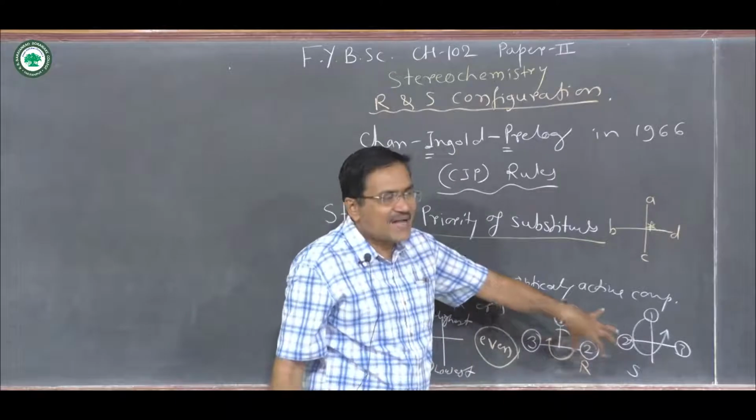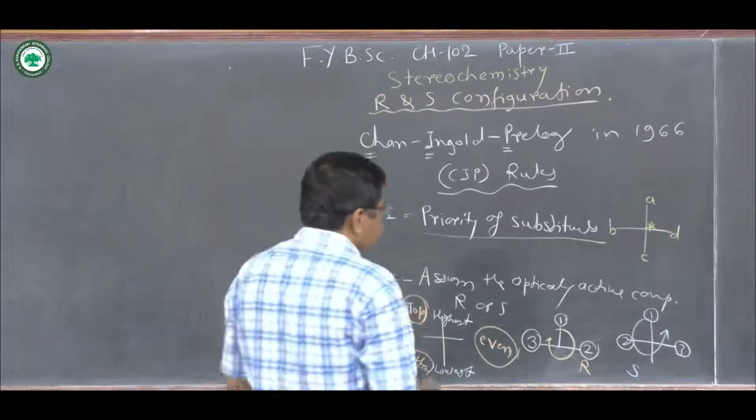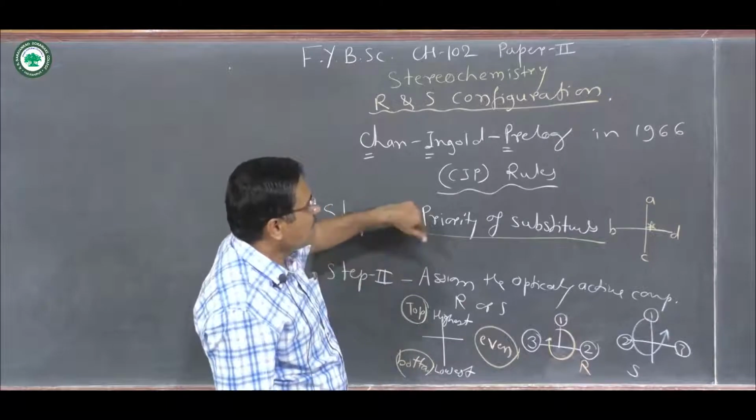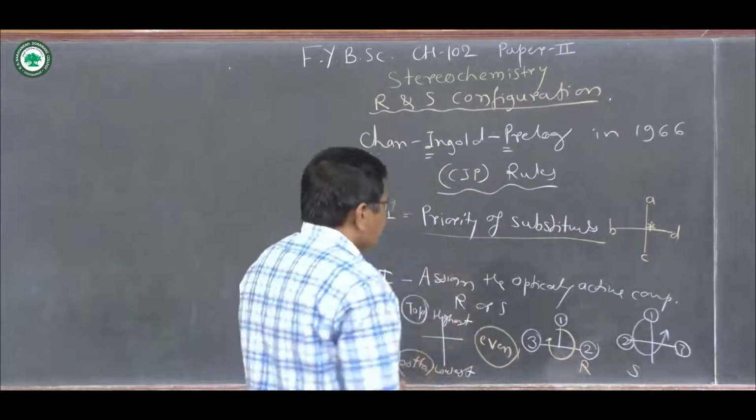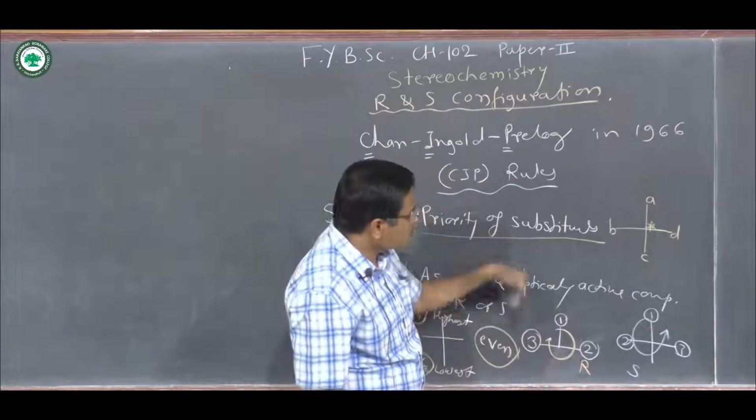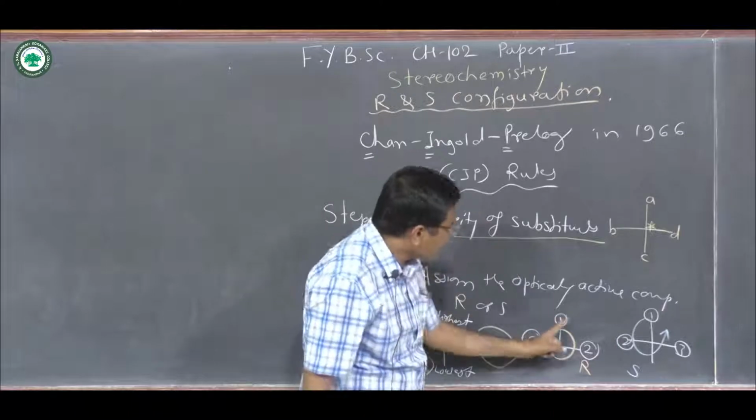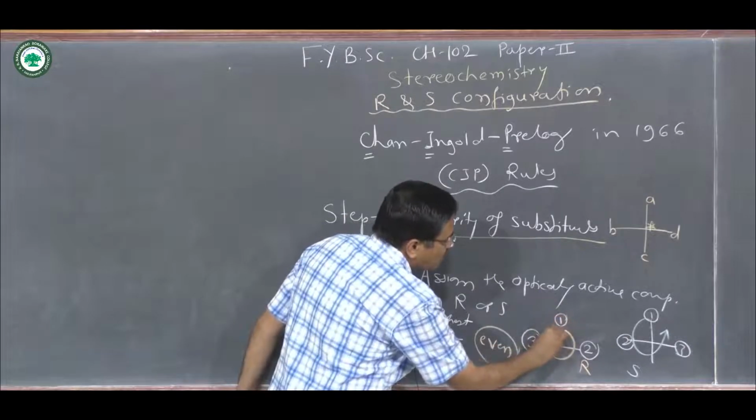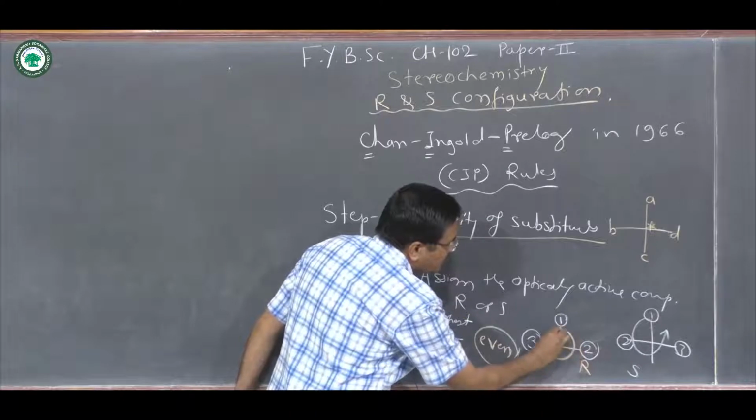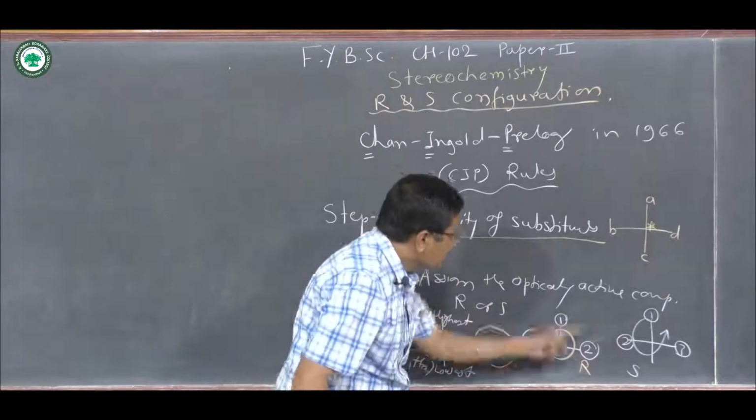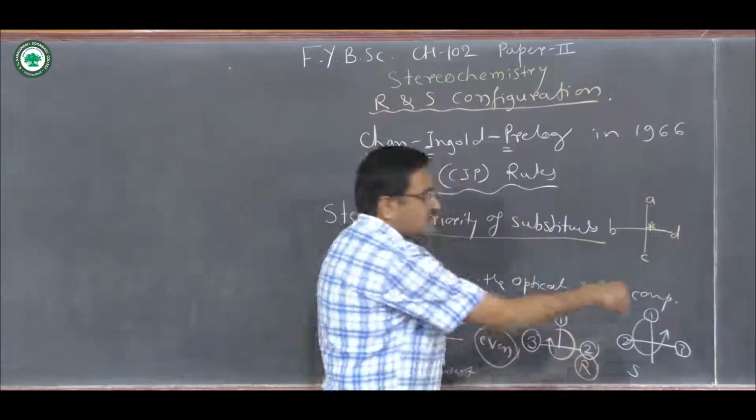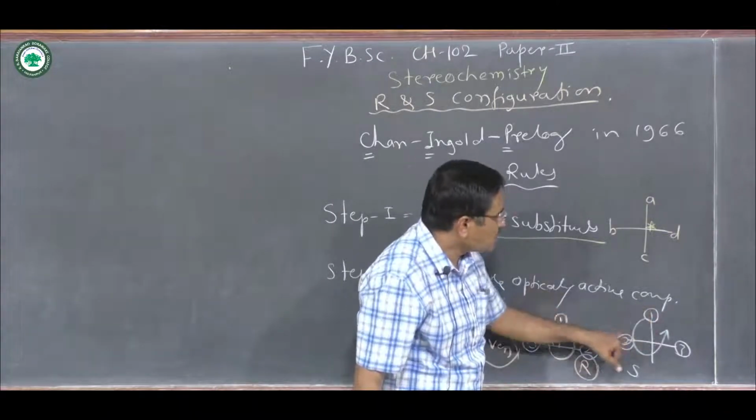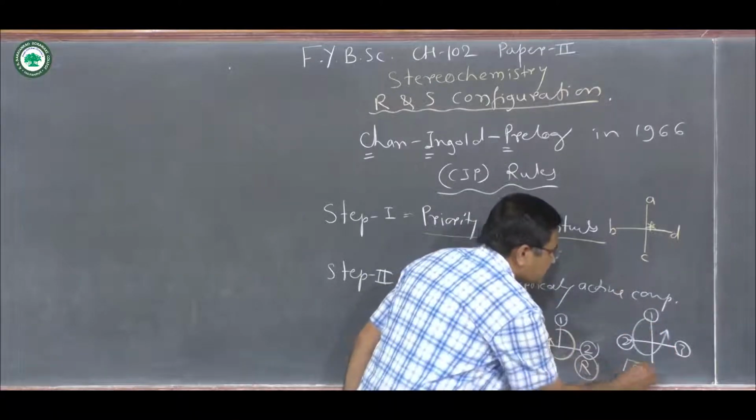configuration. At the time of assigning this RS configuration, we ignore the fourth group because this lowest priority group is present at the backside of the paper or the backside of the board. Then there are only 3 groups, 1, 2 and 3, and we start the circle arrow here from 1, 2 and 3, and hence this is clockwise, and when it is clockwise it is R configuration. Now suppose these groups are like this, 1, 2, 3, but it is anti-clockwise, then it is S.